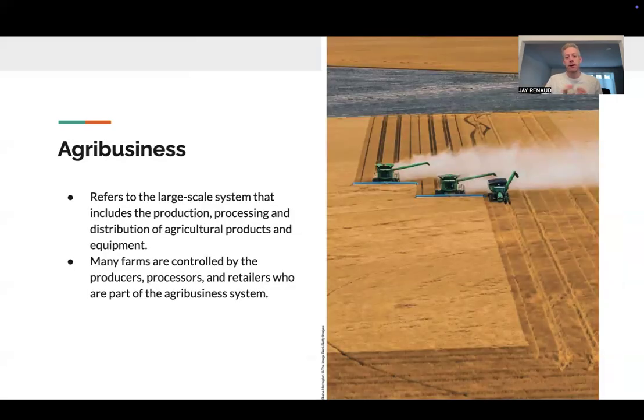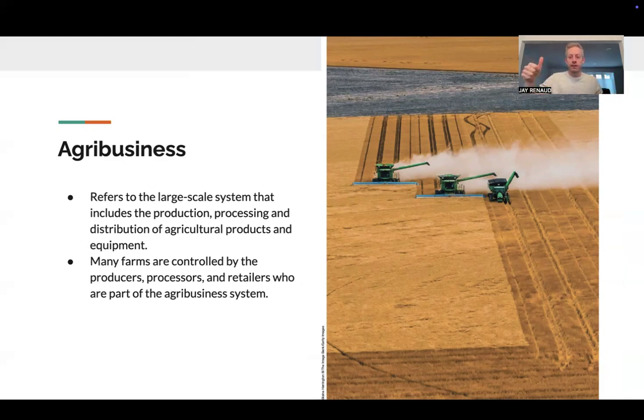Agribusiness. I just tell my students this is the big business of farming. Just think big business of farming. So if we're in the big business of farming, what is it that we have? What is it that we can do? We have machines. We've got, probably, chemical usage. We've got huge acreage of land.